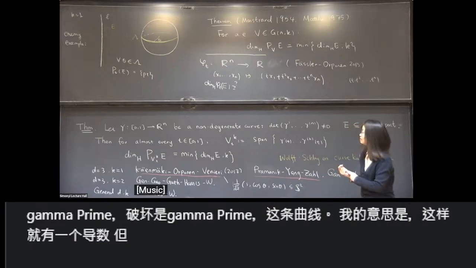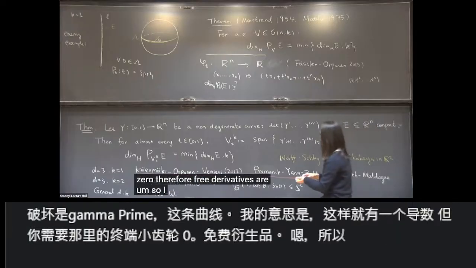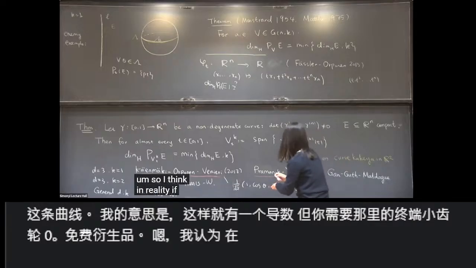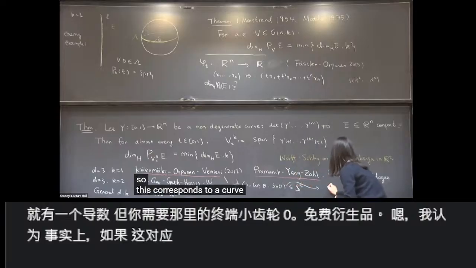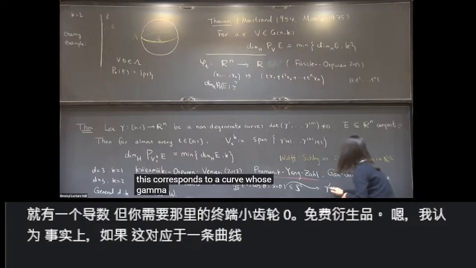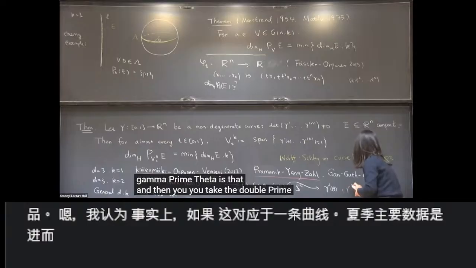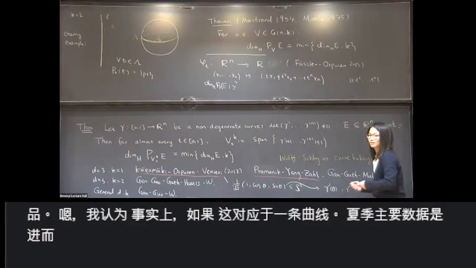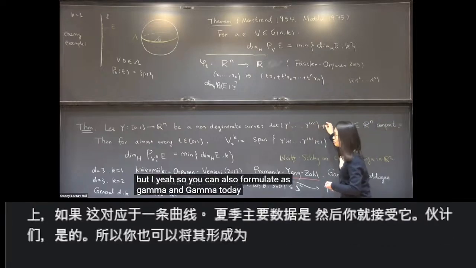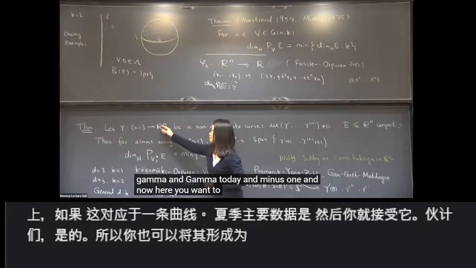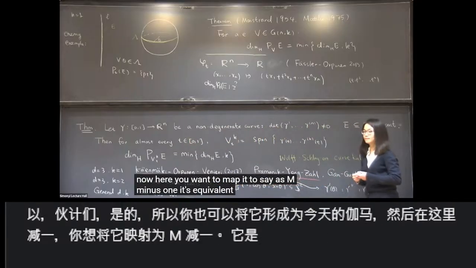But you need the determinant being non-zero there for 3 derivatives, or? So I think in reality, this corresponds to a curve whose gamma prime theta is that. And then you take the double prime and triple prime, the derivative will be. Thank you. So you can also formulate it as gamma up to gamma to the n-1, and now here you want to map it to n-1. It's equivalent. Okay.